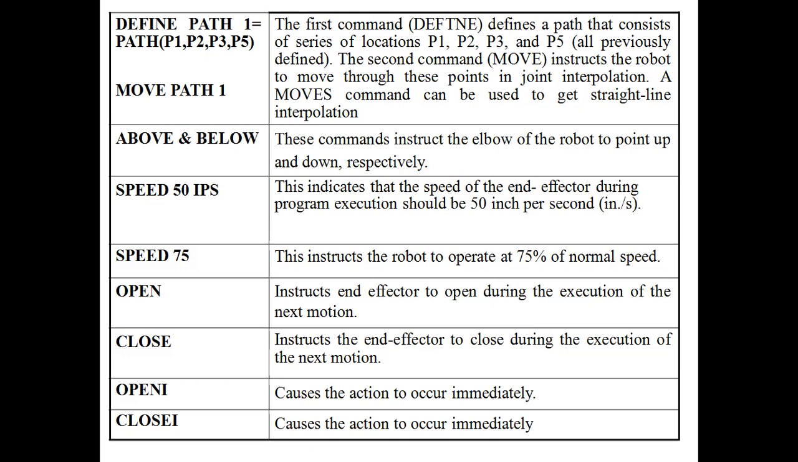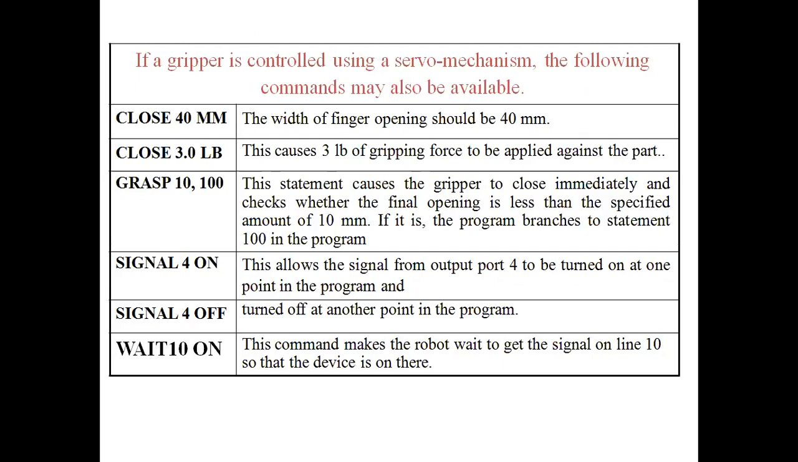So open and close, we know that it will instruct the end effector to open or close during the execution. So the I option will cause the actions to occur immediately. That is, we have to open immediately, we have to close immediately. So those kinds of options will be there.